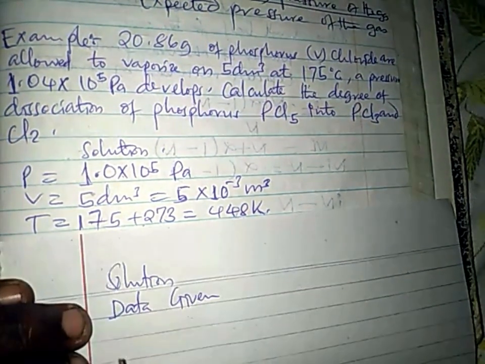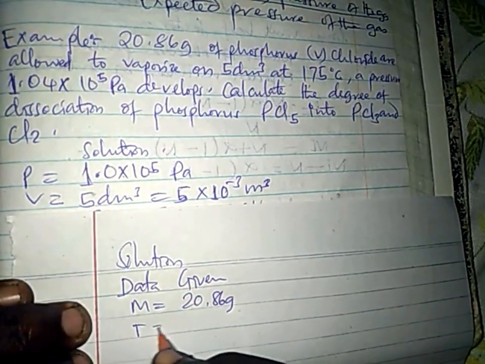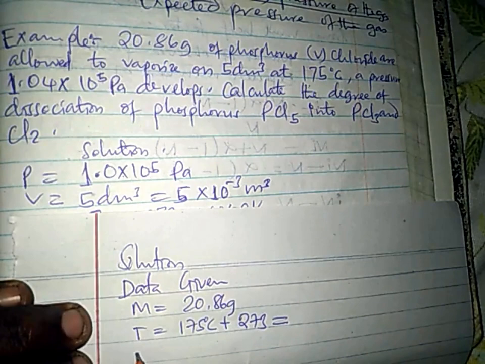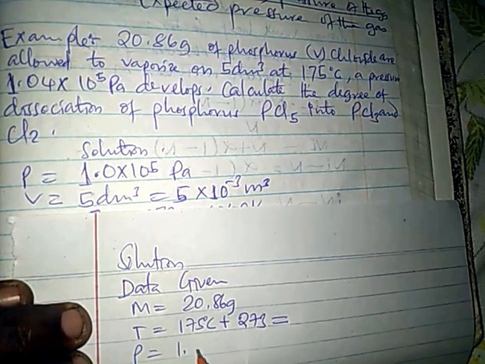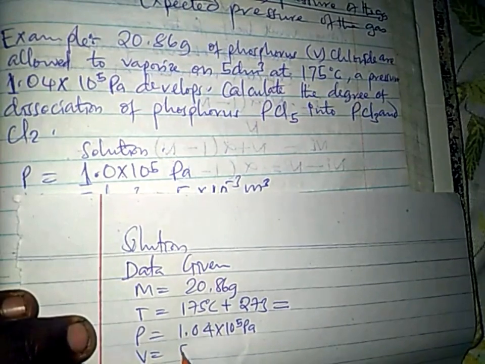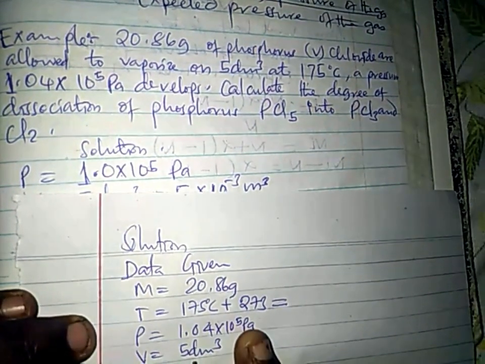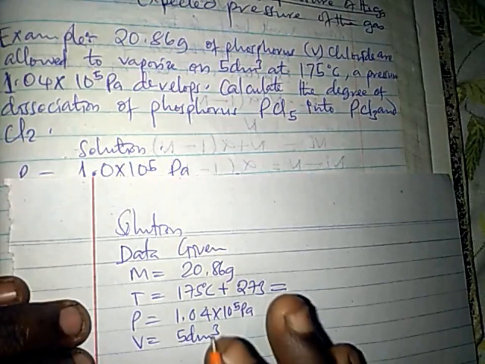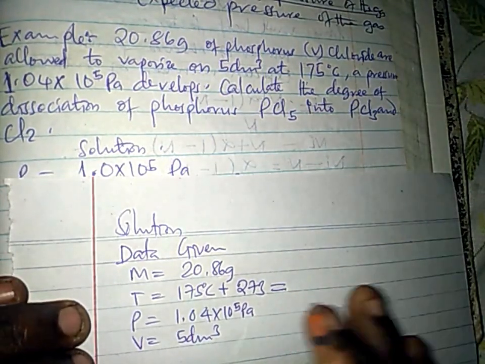and we are starting with the data given. We are given mass equal to 20.86 grams. Then we are given temperature equal to 175 degrees centigrade; we add 273 to get the Kelvin temperature. Then we are given pressure equal to 1.04 times 10 power 5 pascals, and volume equal to 5 dm cube. And the question is to calculate the degree of dissociation of phosphorus pentachloride.